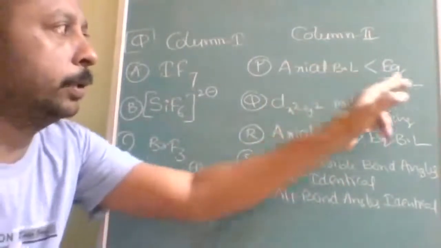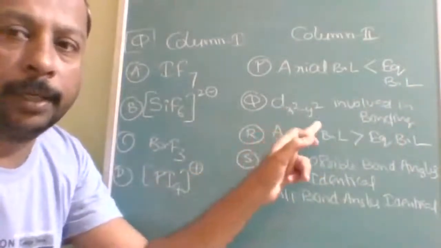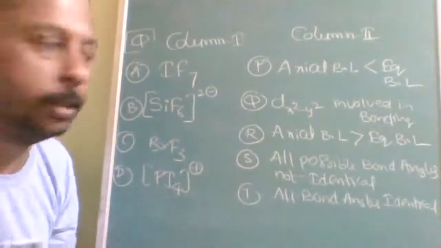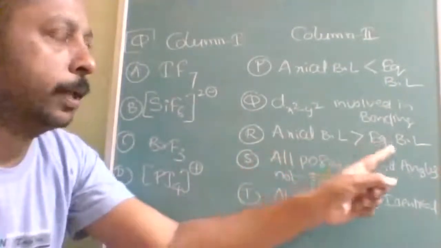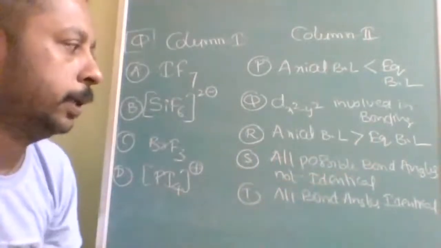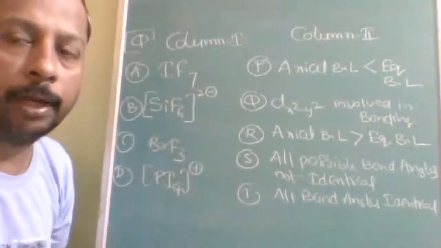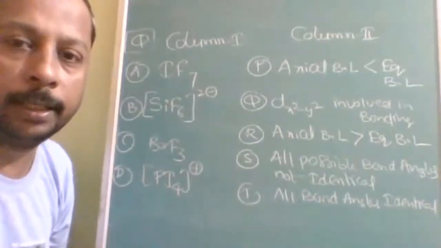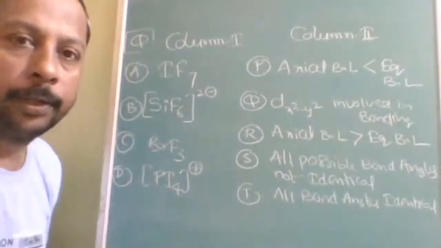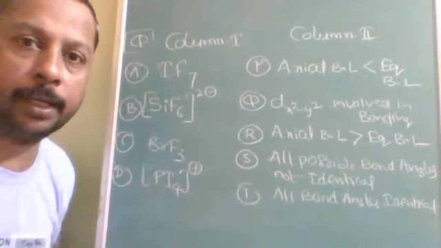Axial bond length less than equatorial bond length. Dx square minus y square is involved in bond hybridization or not. And axial bond length is greater than equatorial bond length. Are all possible bond angles identical or not identical. So try to compare everything: bond length, bond angle, and hybridization. Okay, one part I will explain so that you can understand the approach and you can try others.